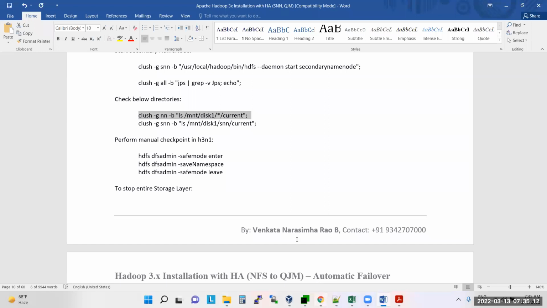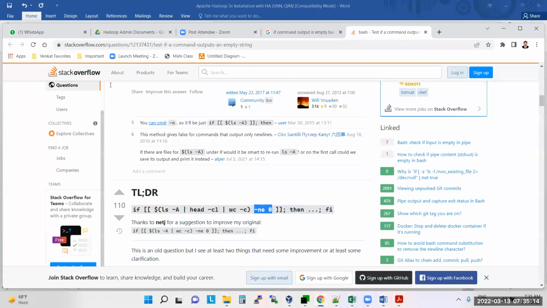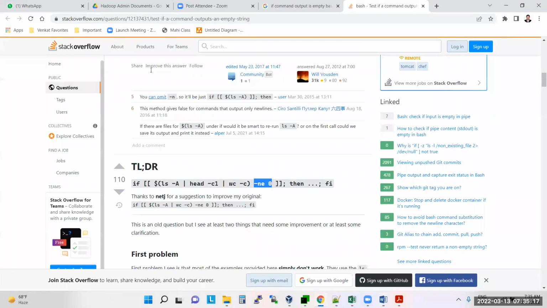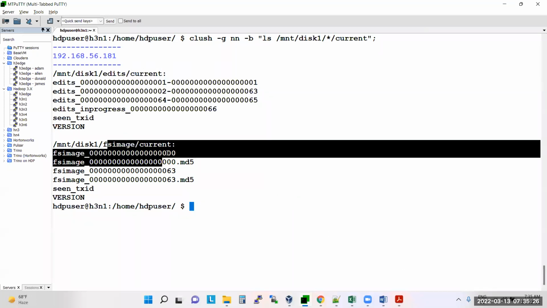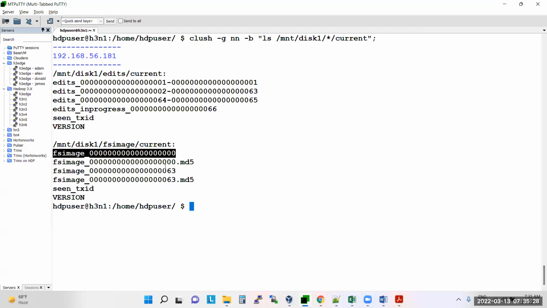This is the place where we have the FS image and edit log. This is the edit log and this is the FS image. Initially, when we created the FS image, what was the number for the FS image?